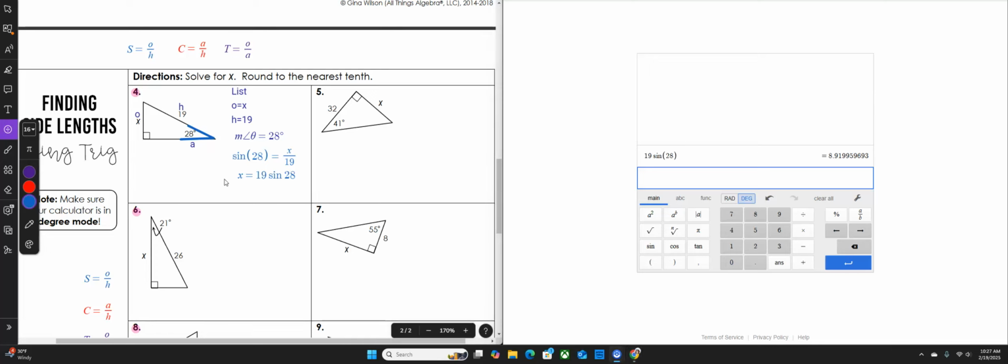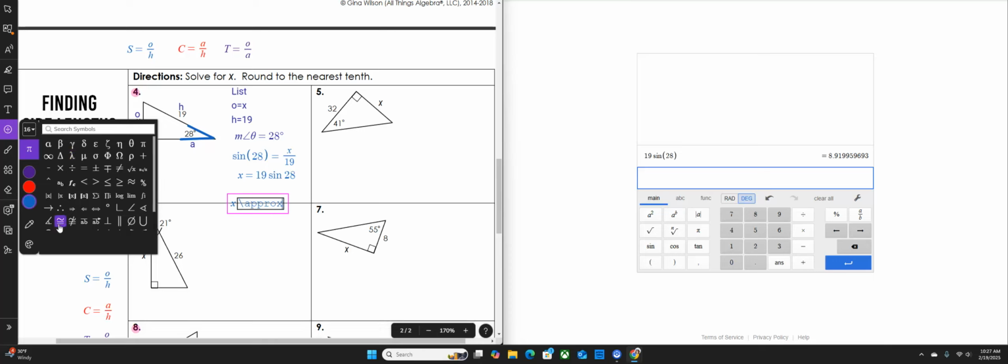All right, and it says to round to the nearest tenth. That's going to be 1 decimal place. So we're going to say x is approximately. Again, if you're using the equation editor on the sidebar, you can go to Insert Symbols, and then you have approximately right here, or you can always search the symbols, APP, it'll show up. 8.9.